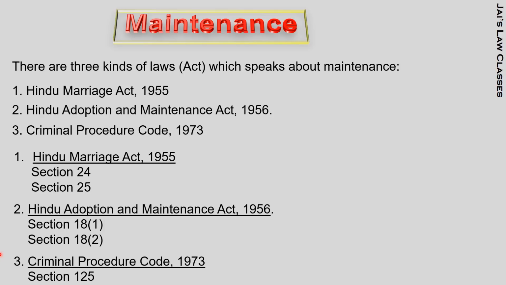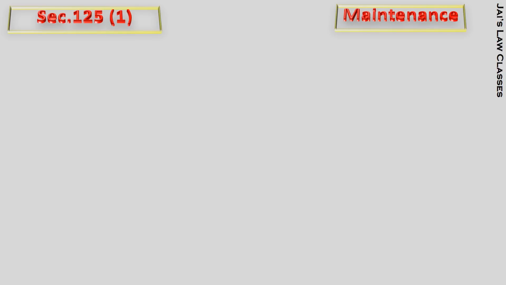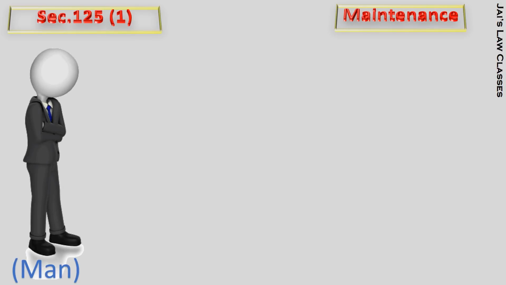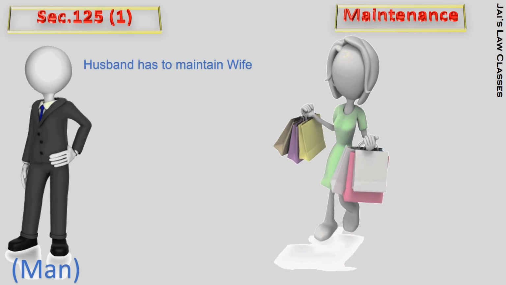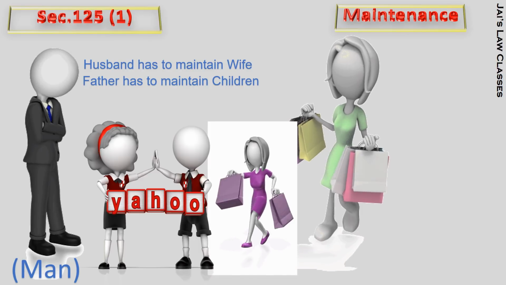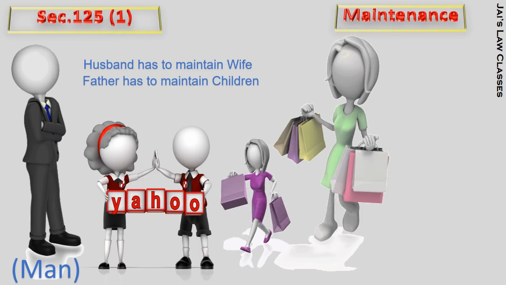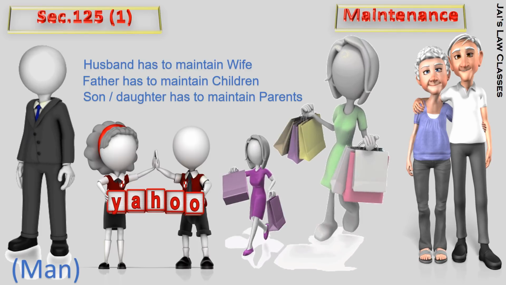So finally we covered the introduction part of maintenance, which I missed in my previous lecture. So I have covered the introduction part. Then you have to explain section 125 onwards, which has been covered fully in my previous video lecture. Now let's have a broader view. What do we learn from all these provisions regarding maintenance? We learn that a man as a husband has to maintain his wife. A man as a father has to maintain his children. A man as a son has to maintain his parents.